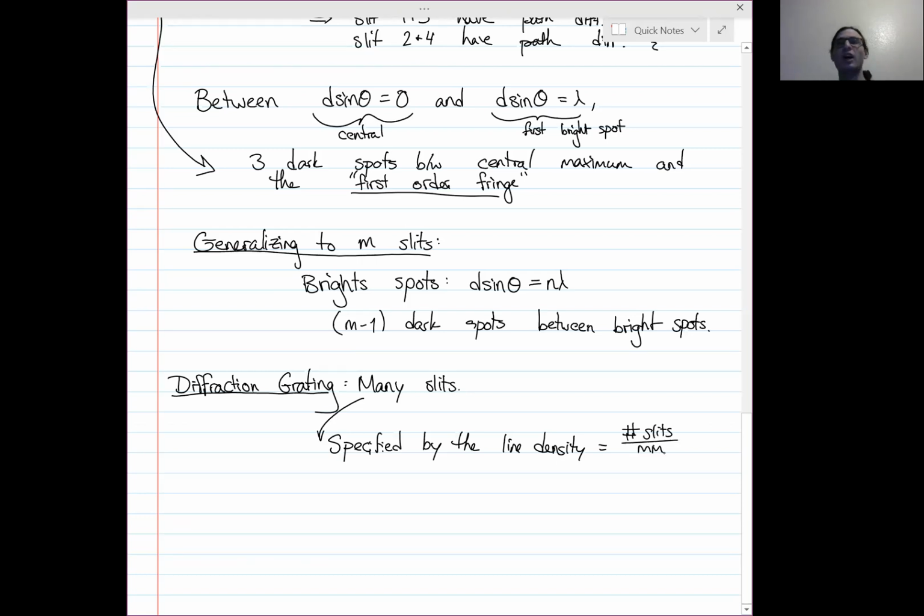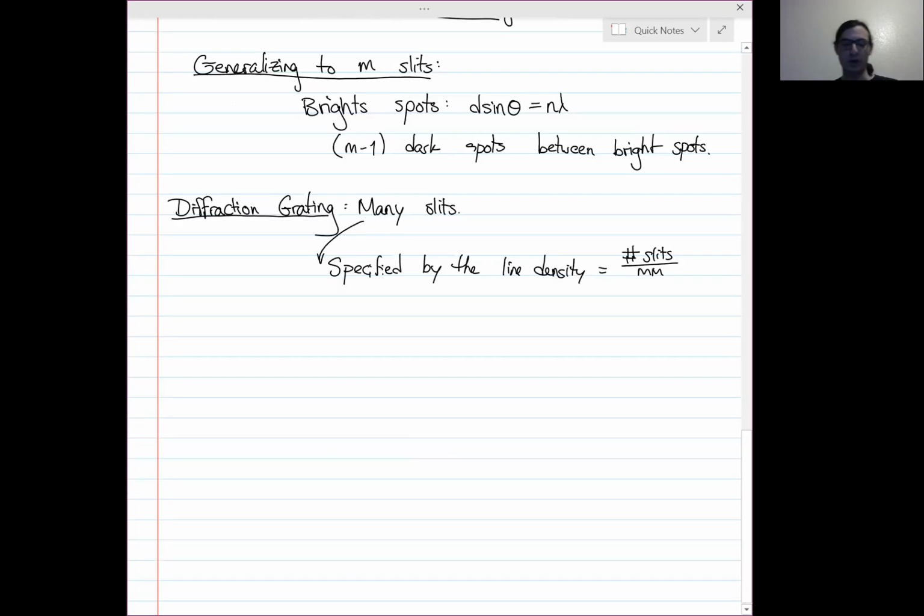So you say something like, maybe this diffraction grating has 1,000 slits per millimeter. And that's a fairly standard type of measurement. There are really a lot of slits, which means that your bright spots are going to be very narrow, and there's going to be basically emptiness between them.